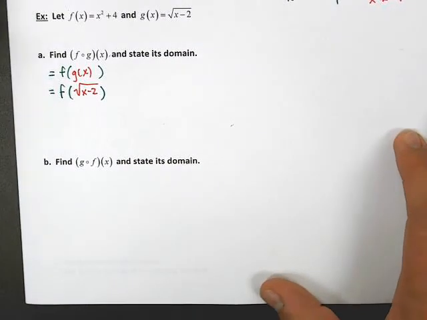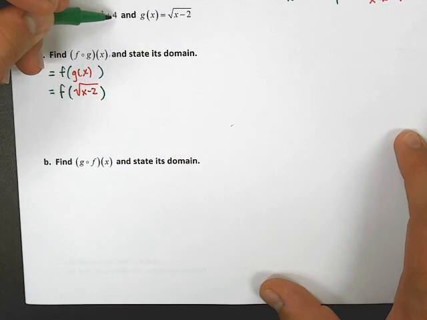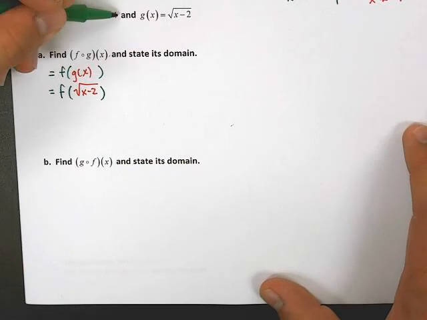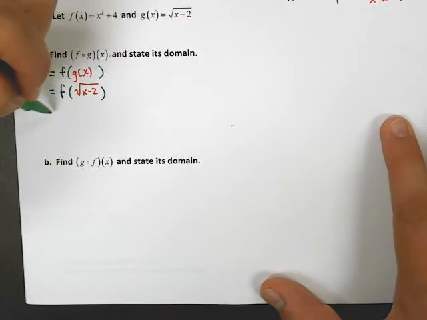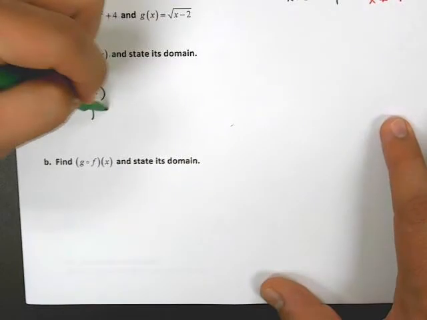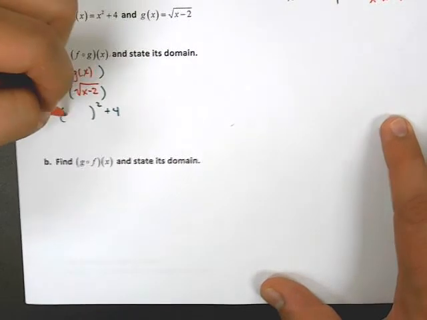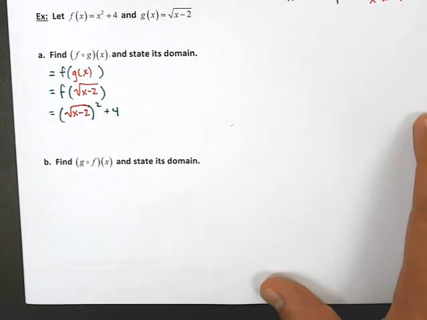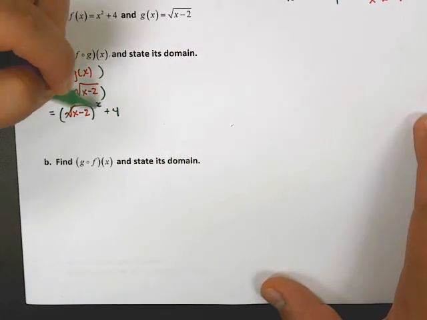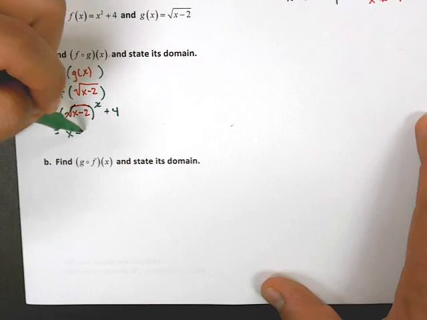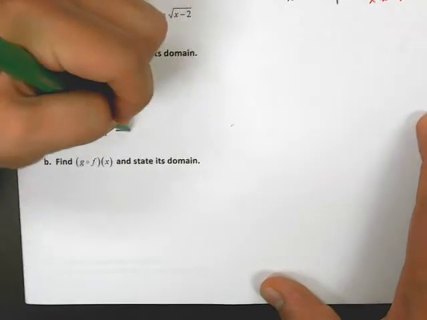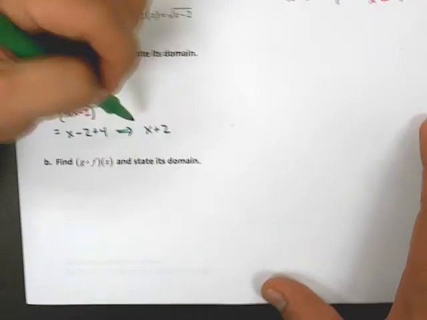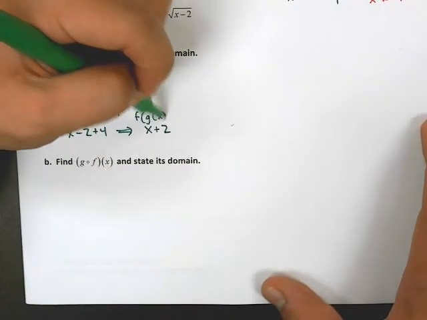So what do I have to do? f of x is x squared plus 4, right? So I need to say this is the input squared plus 4, and I have the square root of x minus 2 as my input. Well, this is nice, right? Square root and squared cancel, so we're just left with x minus 2 plus 4, or x plus 2. Alright, so this is f of g of x.